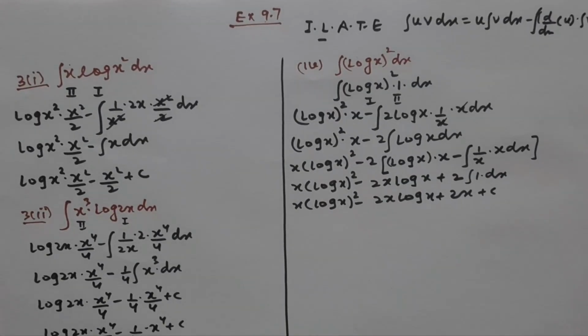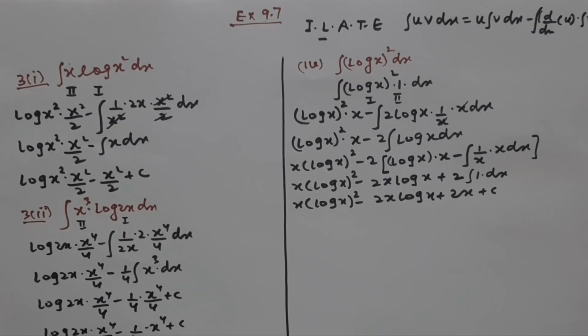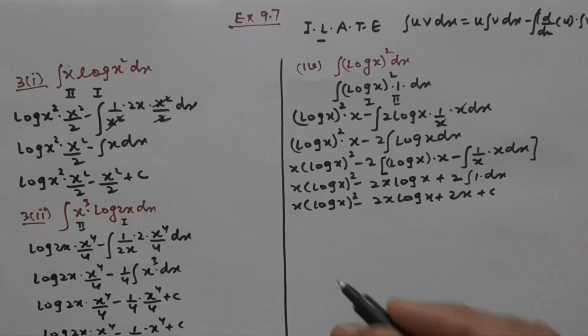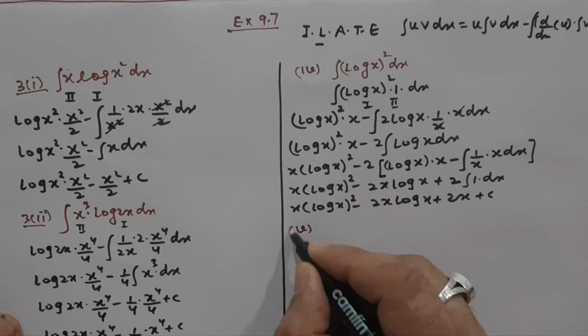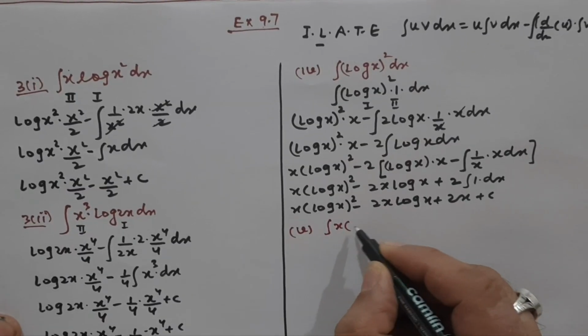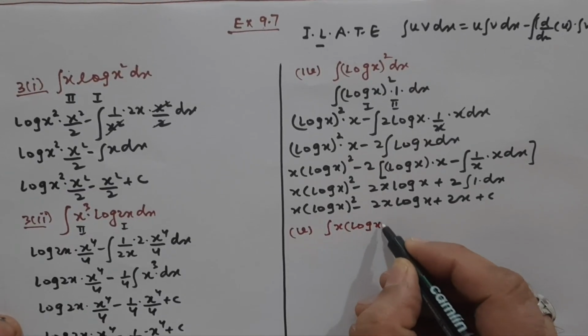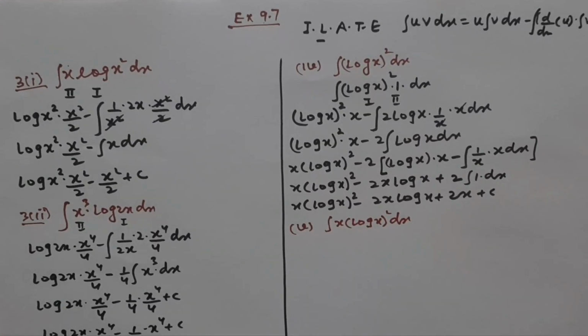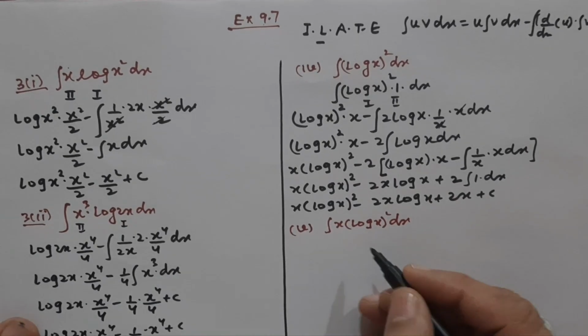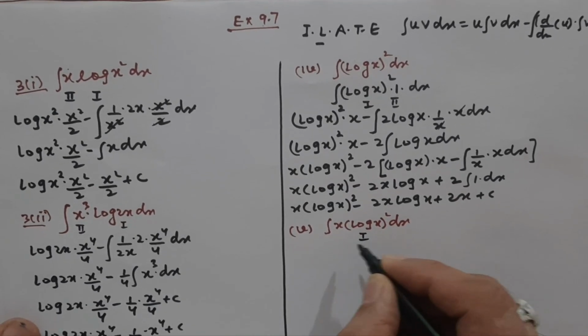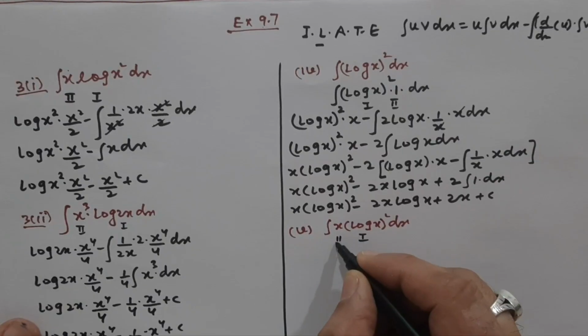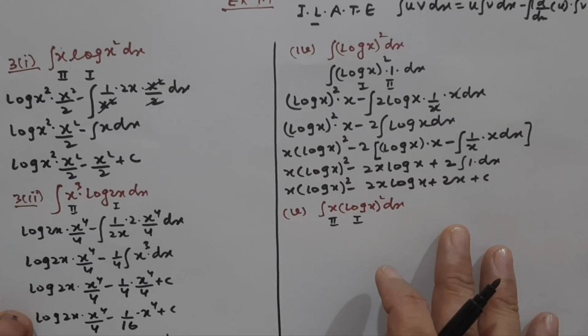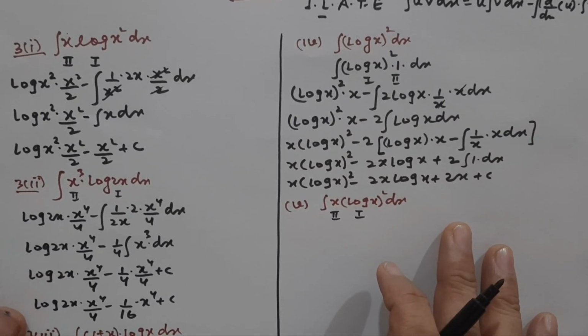Next part is x (log x)². Now let us do the fifth part: the integral of x (log x)² dx. So here also we have two functions, one is algebraic, the other is logarithmic. So taking (log x)² as the first function and x as the second function, now let us integrate.